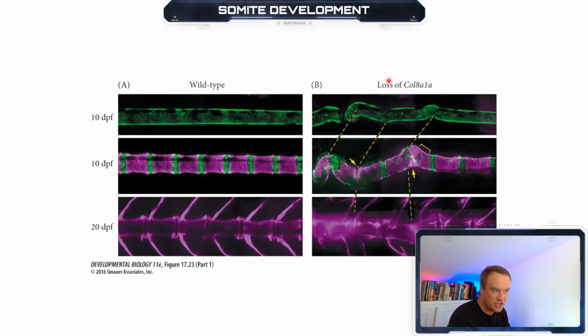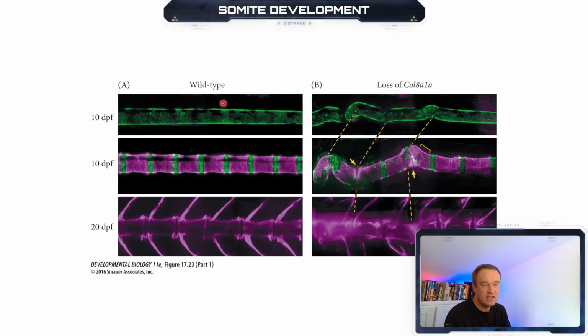But a second collagen gene is Col8A1A. Let me take a step back because it's confusing with all these acronyms. The green here is Col2A1, so it's a different collagen gene. There are multiple collagen genes, right? Now if you get rid of one of those collagen genes, Col8A1A, you can no longer straighten the spinal cord, and it results in these fused vertebrae.